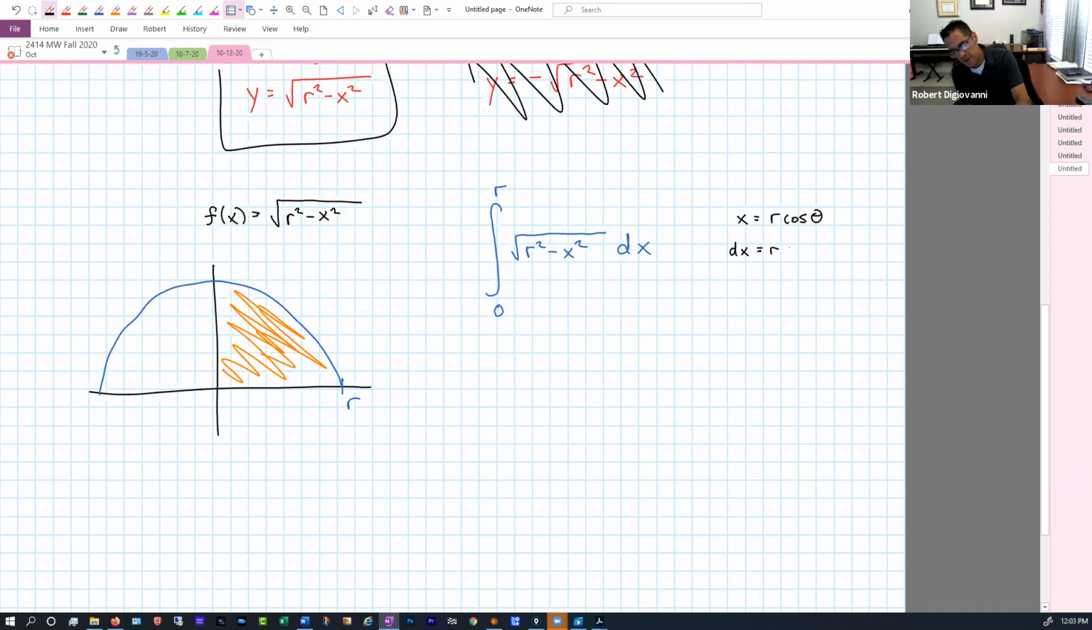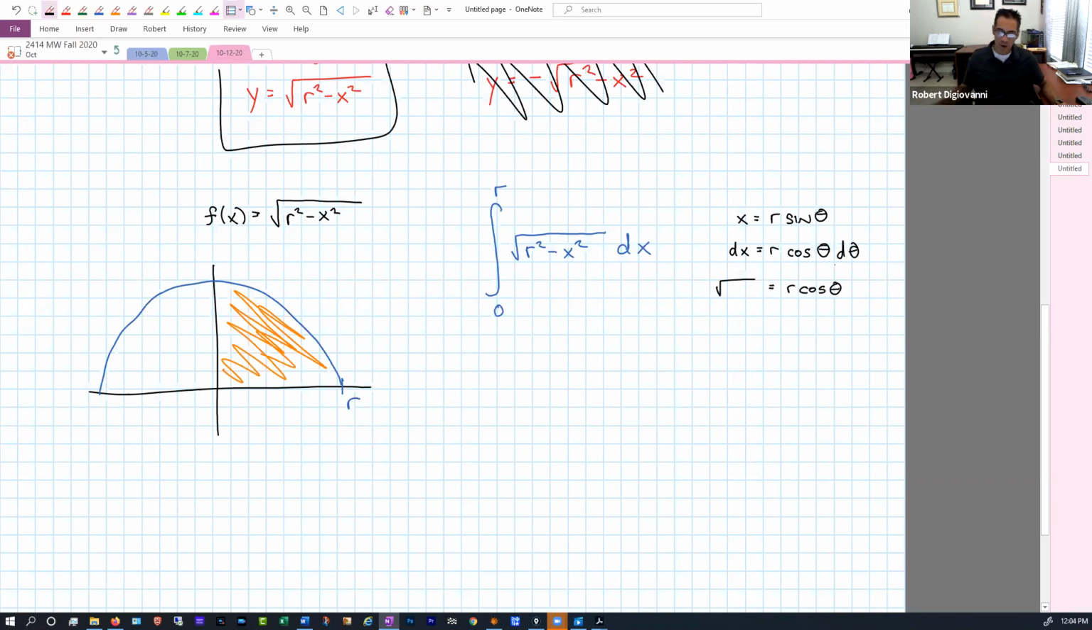The dx is r, is it cosine? Hold on. I think it's sine? r sine theta. It's r sine theta, sorry. We could use cosine, but sine will work, I think. That's more consistent with what we were doing in class. The square root part will turn into r cosine theta.